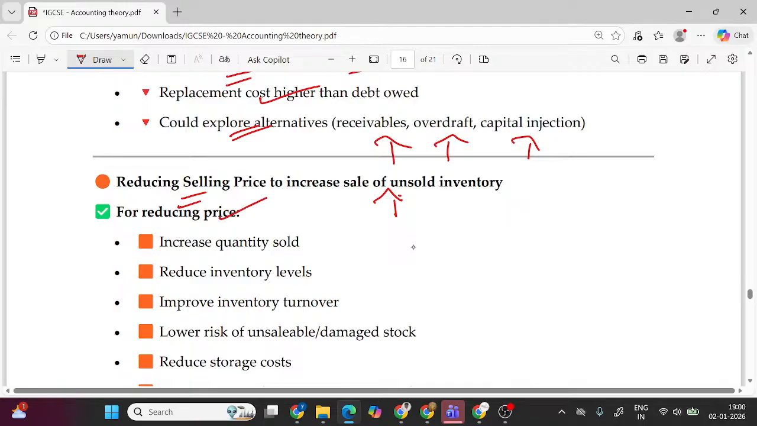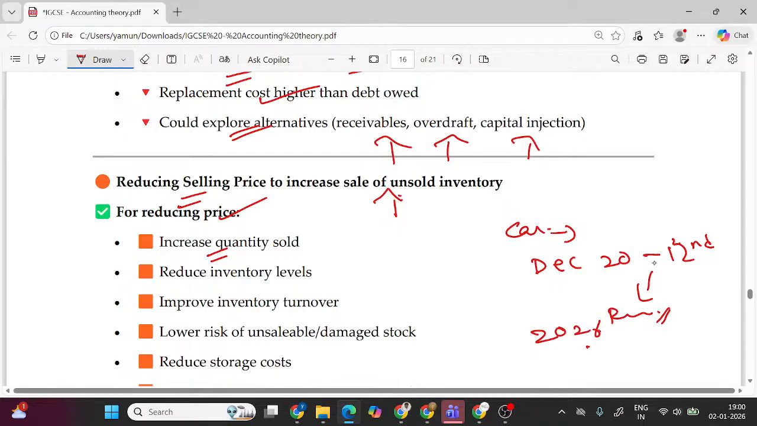For reducing price, it increases quantity sold. So the number of units you sell will be increasing. So you see these car companies, Toyota and other companies. What they do is at the end of December, to first or second Jan, they drastically reduce the price of the car because, for example, we are in 2026, December. If not sold, now we are in 2027. What happens? 2026, they say it's a 1 year old model. Will you buy an old model car?